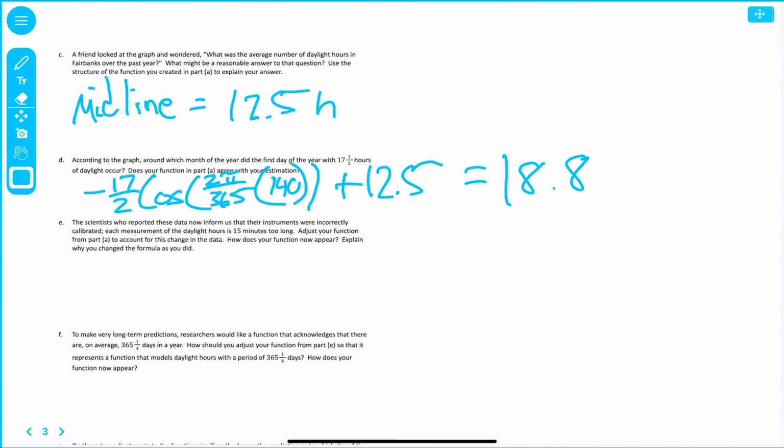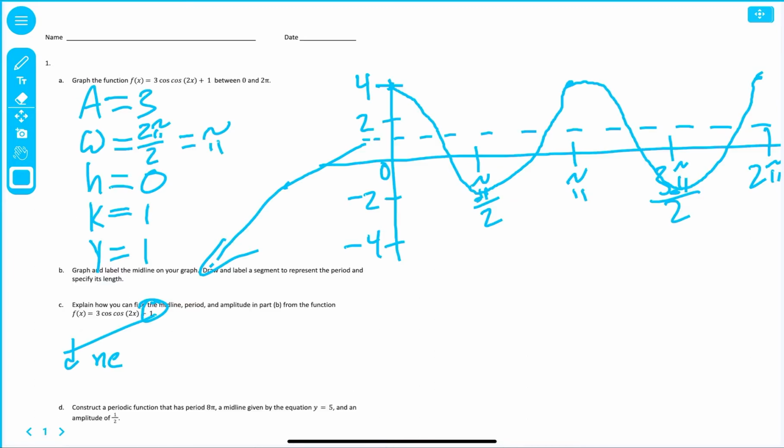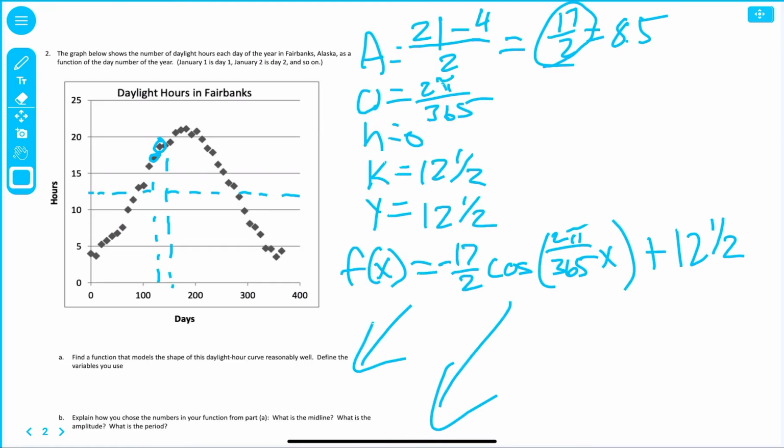Why is it higher than our estimate? Because we picked the wrong day. If you go back to the graph there, I said it could be anywhere between probably 120 and 150, and we picked 140. So if we pick probably 125, plug in 125 for your number. That's probably going to be closer to, well, should the answer be 17.5? Yes.